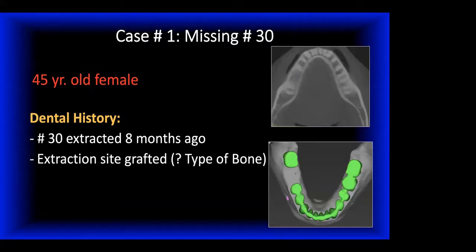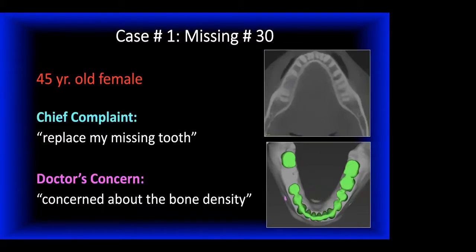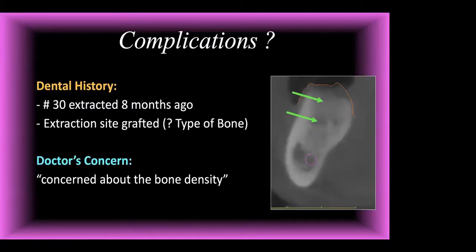However, our office attendee could not find out what type of bone. So that's a second red flag that I have, and we'll talk about that in a second. The chief complaint of the patient was they want a replacement of the missing tooth. The doctor's concern is the bone density in the area of question. So why did I say this is a concern?